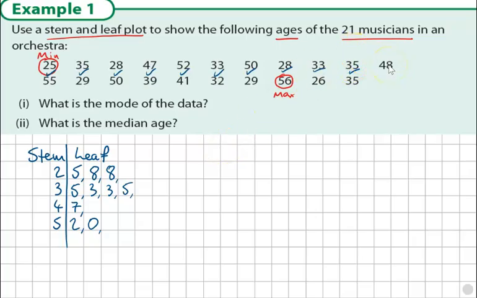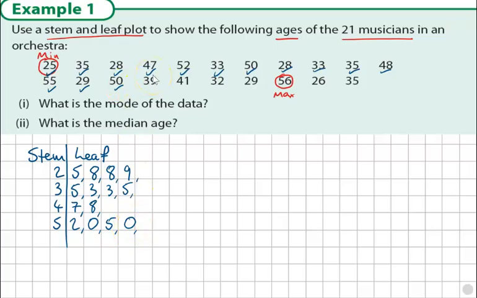Next we have 48. So we put an 8 to the right of the 4. That 8 represents 48 and tick it off. Next we have 55. So we put a 5 to the right of the 5. That 5 represents 55, tick it off. Next we have 29. So we put a 9 to the right of the 2. That 9 represents 29, tick it off. Next we have 50. So we put a 0 to the right of the 5. That 0 represents 50, tick it off.